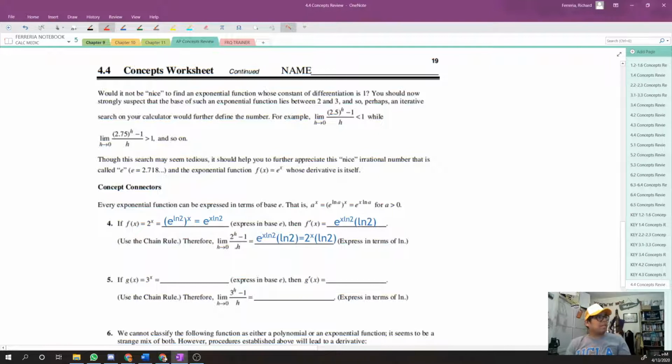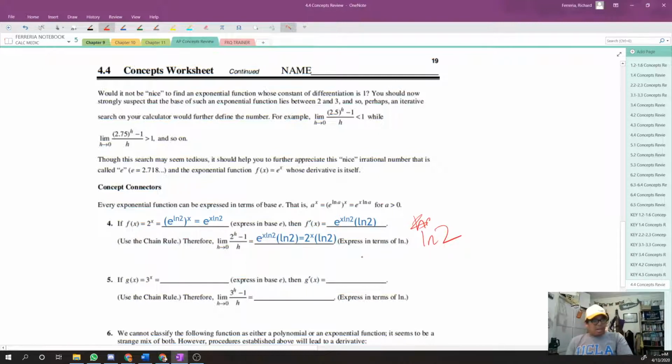So therefore, that gives us the limit of 2 to the h minus 1 over h. That's equal to just the natural log of 2. And I think I've written this wrong here. That should just be natural log of 2.